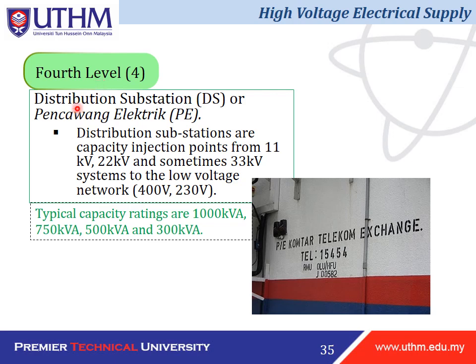And then finally, okay, we go to the fourth level, distribution substation DS or Pencawang Elektrik PE. Distribution substations are capacity injection points from 11 kV, 22 kV and sometimes 33 kV system to the low voltage network, which is 400 volt and 230 volt. Typically, capacity ratings are 1000 kVA, 750 kVA, 500 kVA and also 300 kVA.